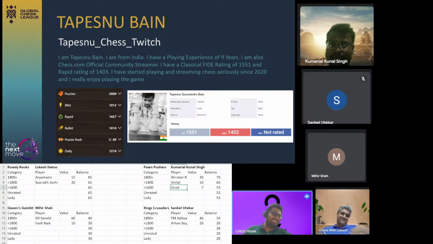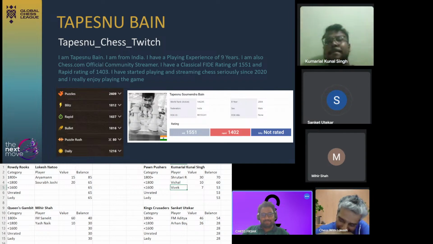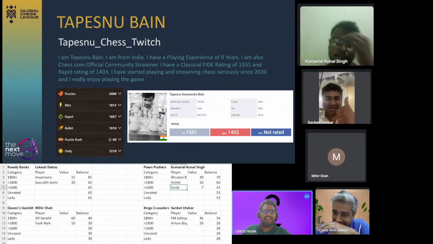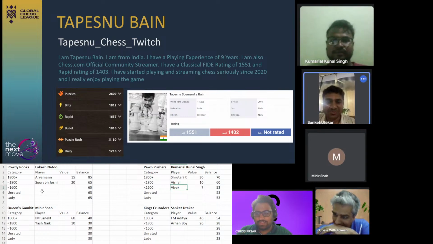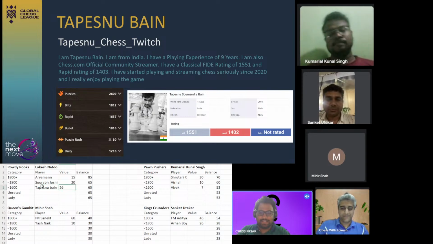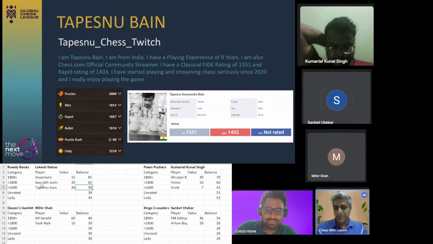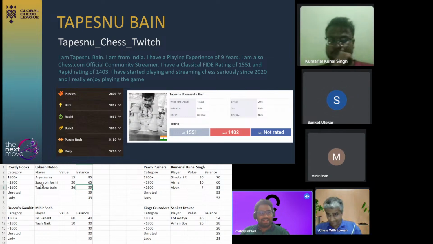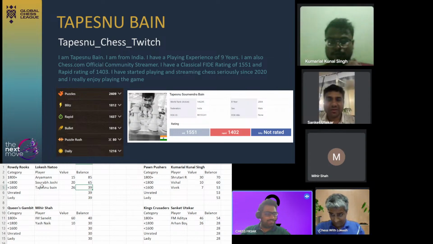And we can see Lokesh is smiling. He knows he's got this. 26 points going twice, Rowdy Rooks. And we have a thumbs up from Sanket, who's saying Tapesnu Bain sold to the Rowdy Rooks at 26 points. Lokesh Natu gets Tapesnu Bain, his good friend, for 26 points. And Tapesnu is sold. Welcome Tapesnu to the winning team. Guys, we already have a comment by Lokesh.